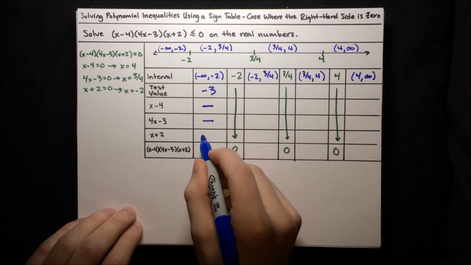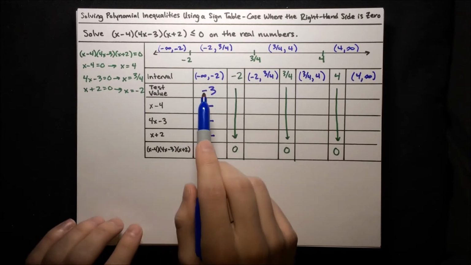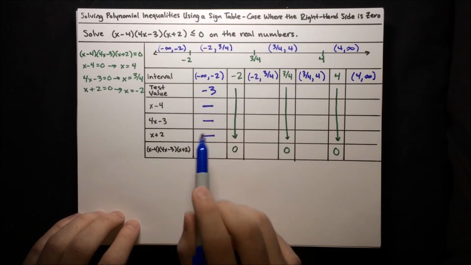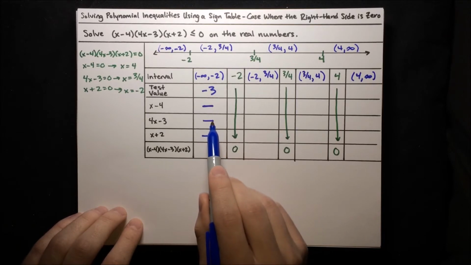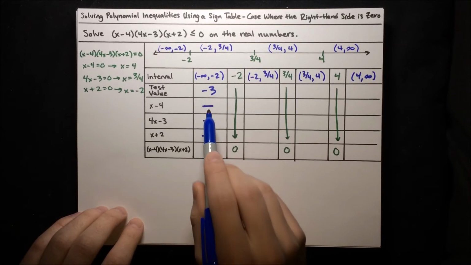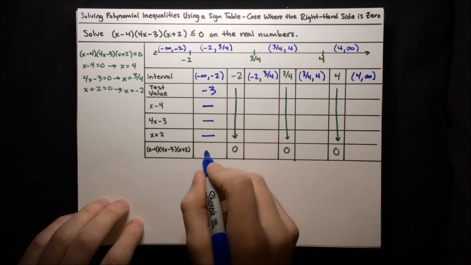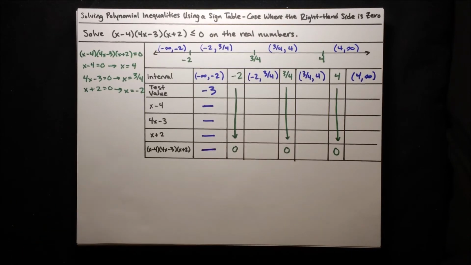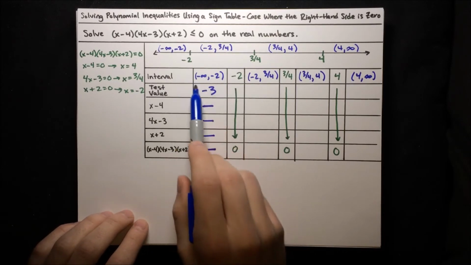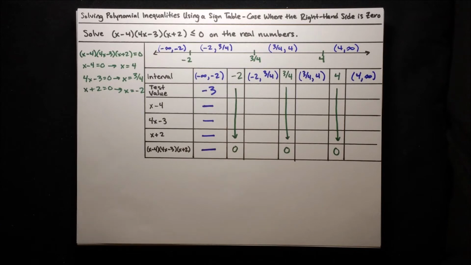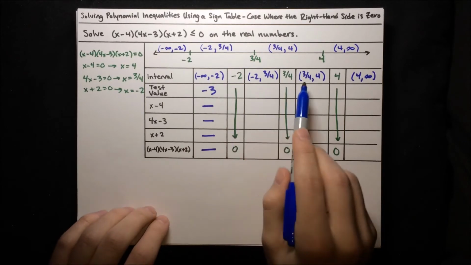Again, a negative number. So at this value of x equals negative 3, the polynomial is really just a negative number times a negative number times a negative number, and 3 negatives multiplied together makes a negative. So the polynomial is negative at x equals negative 3, and also it's negative everywhere on this interval. Now let's do the same thing for each of the remaining intervals.